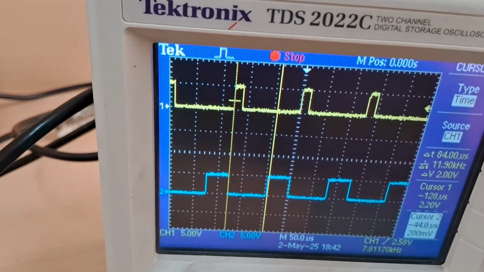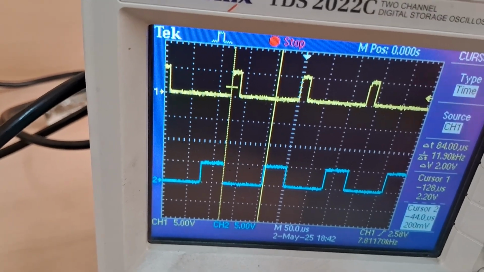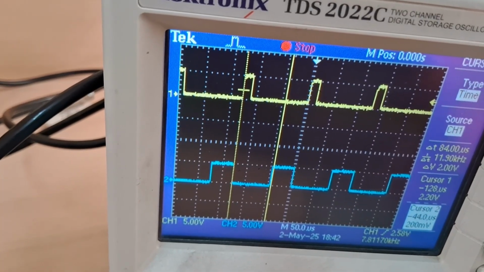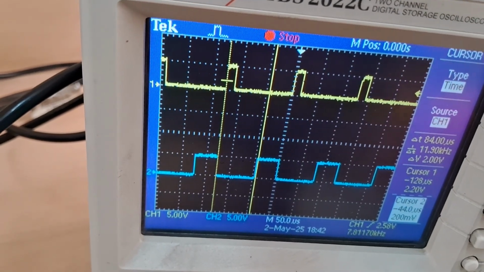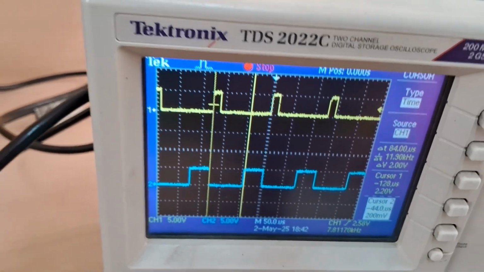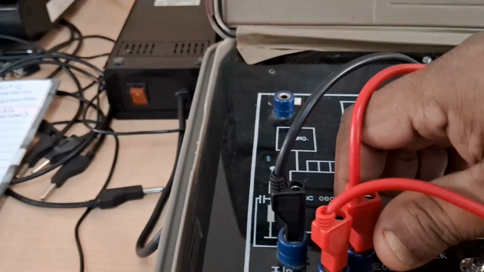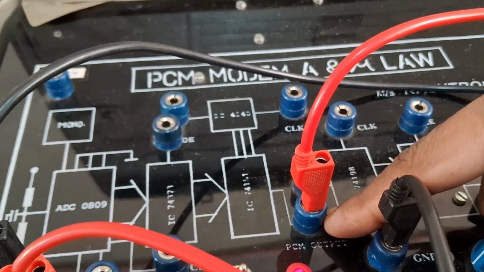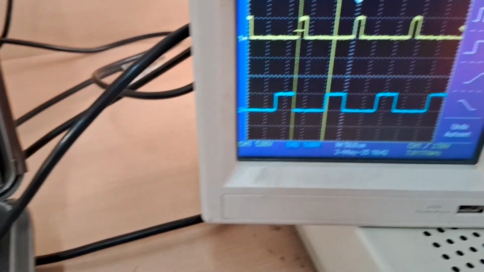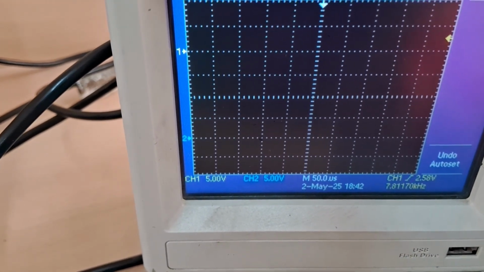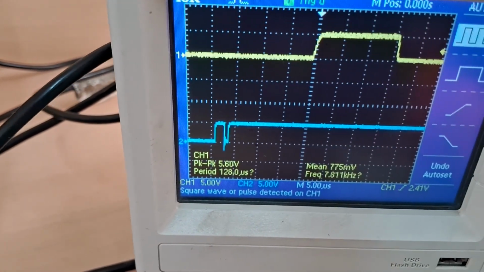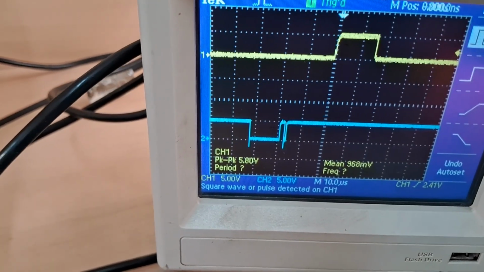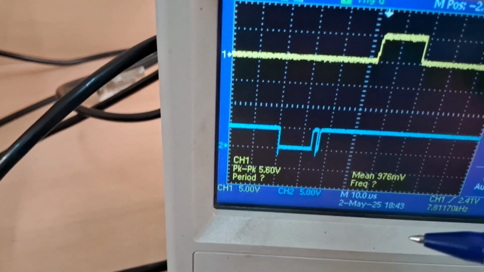Now we'll see the PCM output first, and then I'll show the synchronized waveform with respect to OE bar or clock and so on. So what I'll observe now is the PCM output. Once again we'll just auto set. Now see, channel 2 is the PCM output, and you can see there are random bits being represented over here.